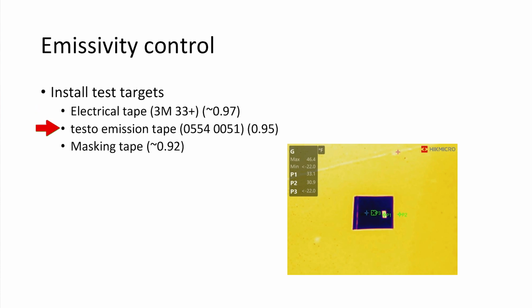All right. Testo makes an emission tape. That's the part number for it. It's honking expensive if you want to buy it, but it is out there, and it's a 0.95. It's going to be dead on that.